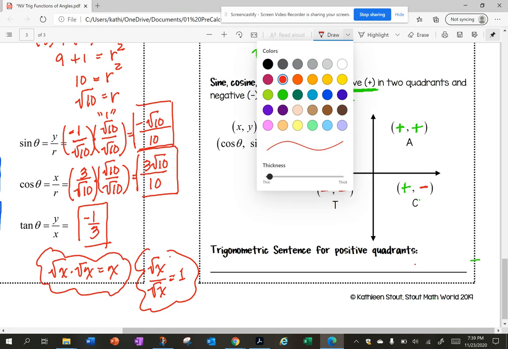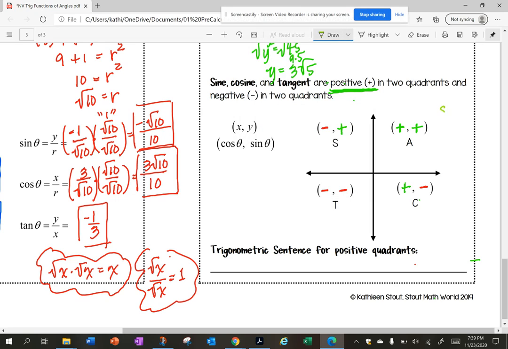So in the first quadrant, sine, cosine, and tangent are all positive. So everybody's positive in the first quadrant. In the second quadrant, sine is positive. In the third quadrant, tangent is positive. And in the fourth quadrant, cosine is positive.